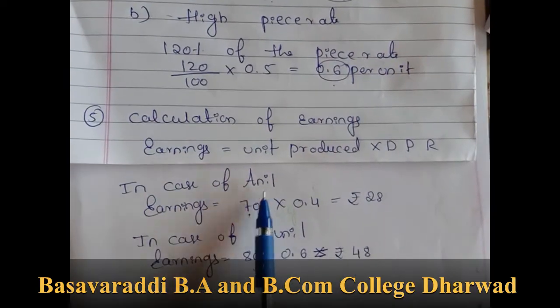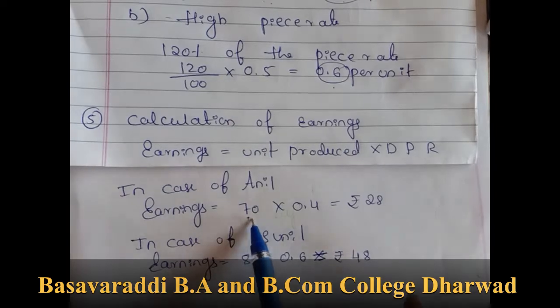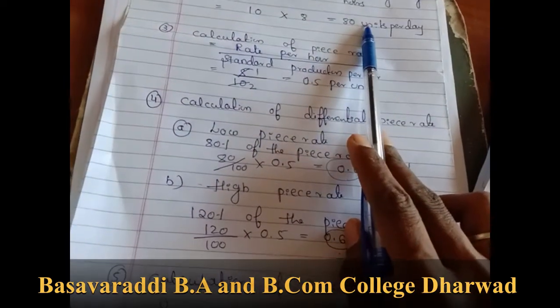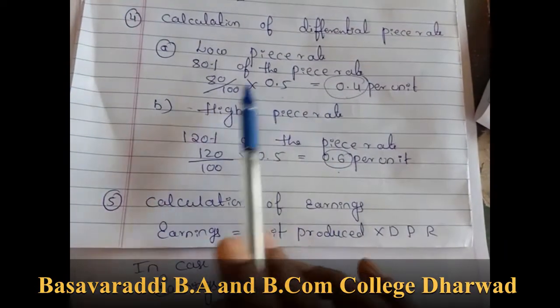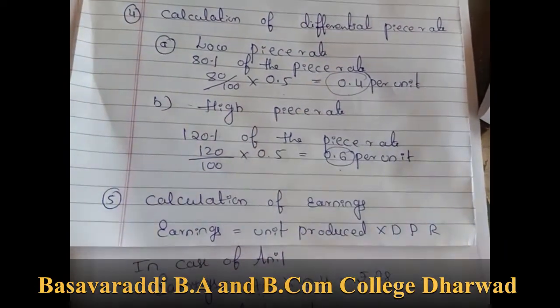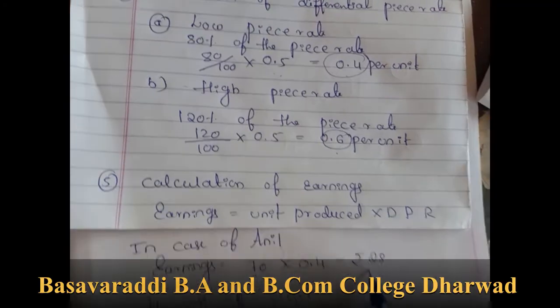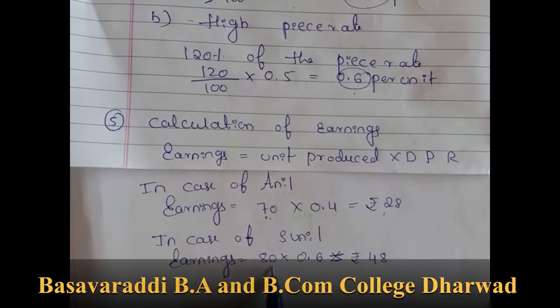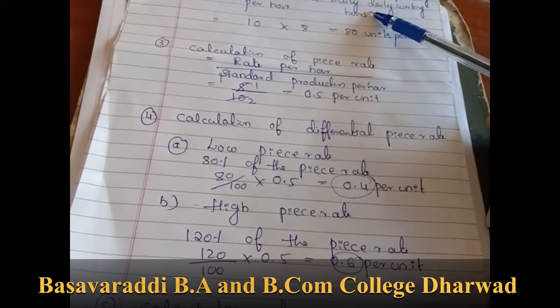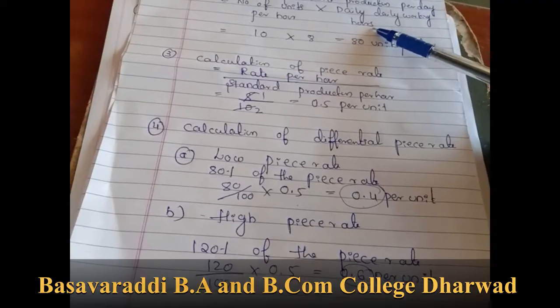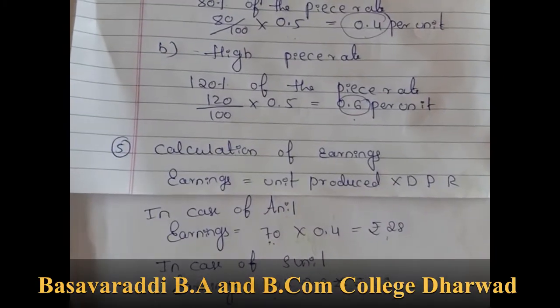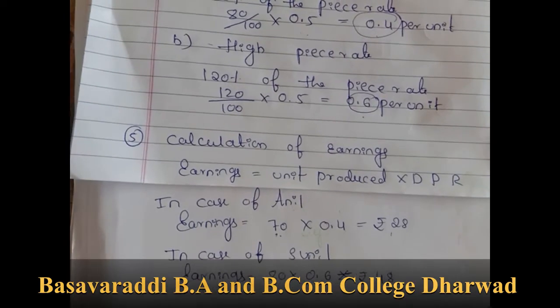In case of Anil, earnings is equal to units produced 70 into, as per working note number 2, he is below the standard. So we have to consider the low piece rate 0.4. 70 into 0.4 is rupees 28. Then in case of Sunil, 80 is more than or equal to the standard production per day. 80 into 0.6, rupees 48, is the earnings of Anil and Sunil.